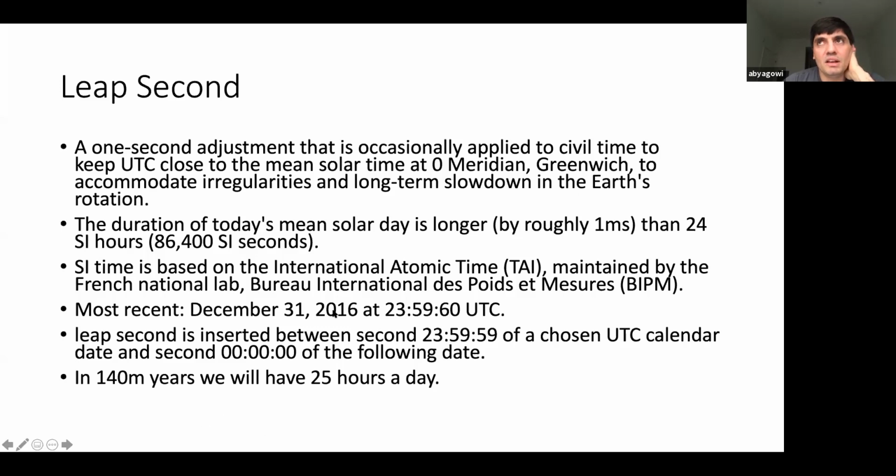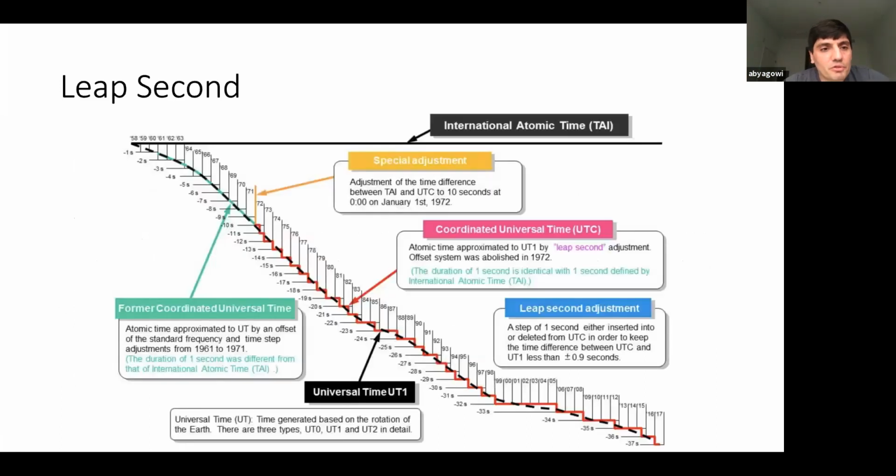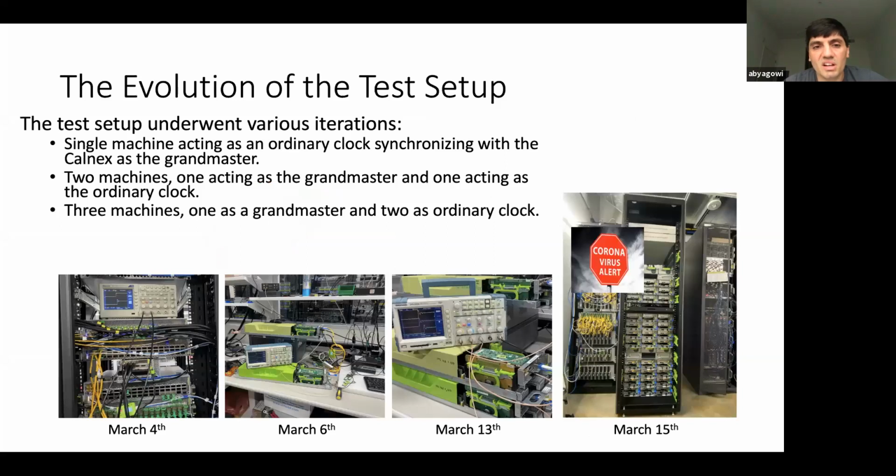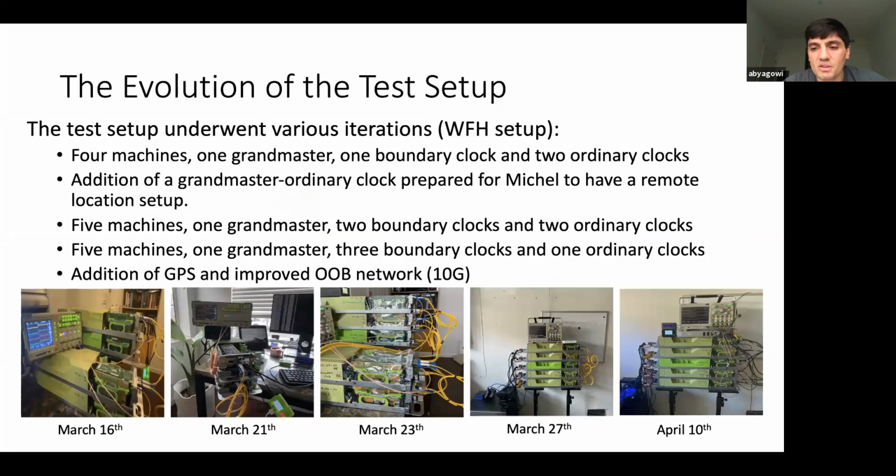This year we most likely didn't have one, but in 2021 we're going to have that. And then we have the TAI, the atomic time, to which we add seconds to create UTC. And UTC is basically what you're getting in your systems and everything. From the 60s onward we didn't have that. From the 70s we started adding these leap seconds. And this was a setup we had, and you can see how over time it evolved.